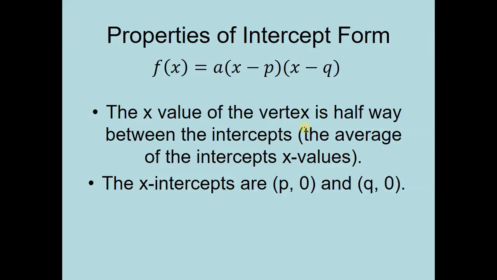Now, let's talk about the last form of parabolas. It's called intercept form. What's nice about this is those x-intercepts have been kind of gross for us to find. They're now going to give them to us perfectly. So the x value of the vertex is halfway between your intercepts, so the average of the intercept values. Your x-intercepts are (p, 0) and (q, 0).